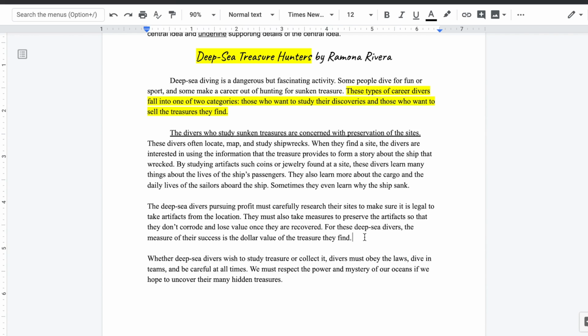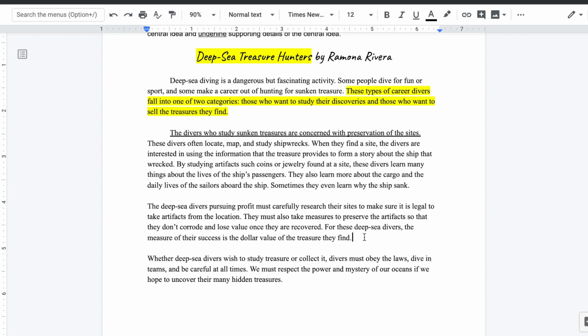The deep sea divers pursuing profit must carefully research their sites to make sure it is legal to take artifacts from the location. They must also take measures to preserve the artifacts so that they don't corrode and lose value once they are recovered. For these deep sea divers, the measure of their success is the dollar value of the treasures they find.